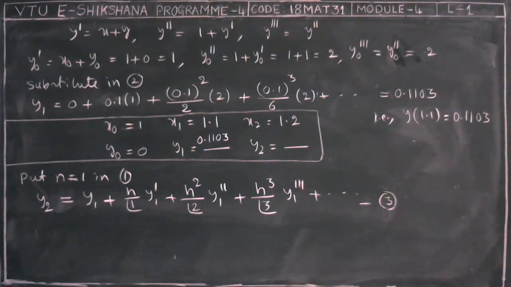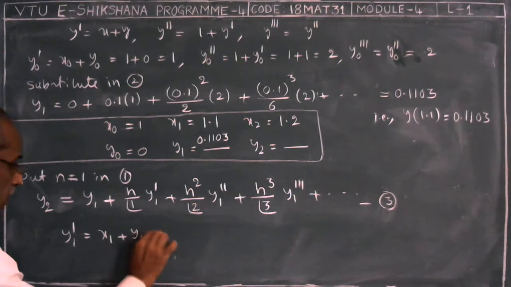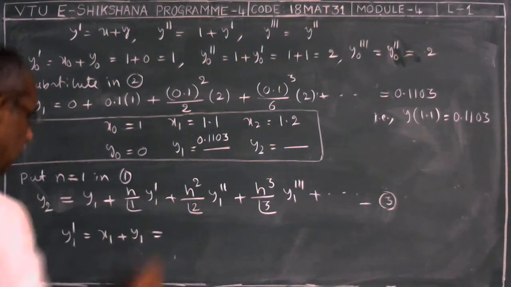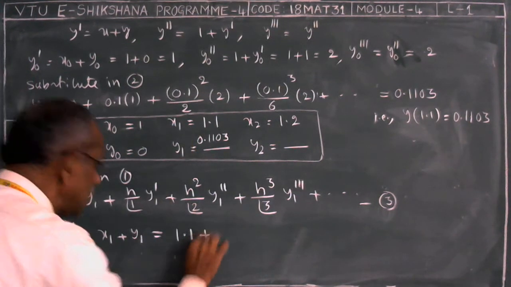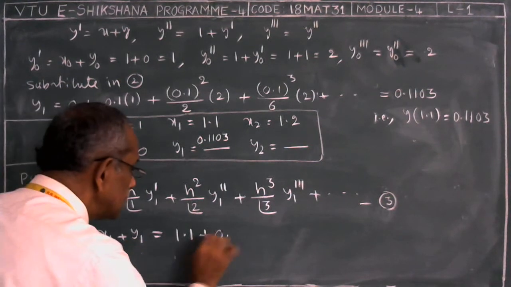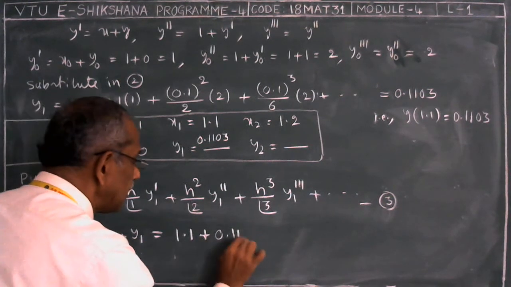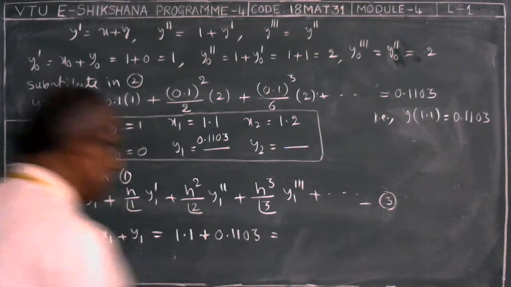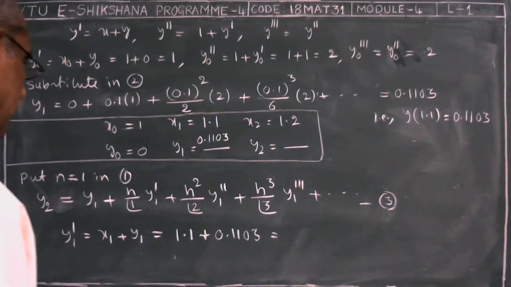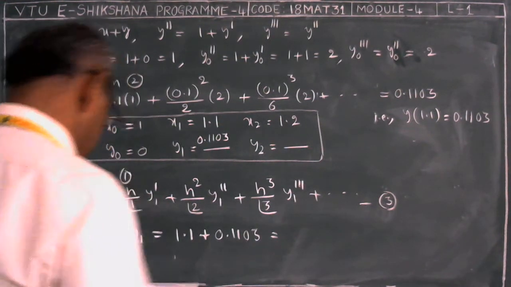Okay. So now I need to calculate. y1 is 0.1103. What is y1 dash? So y1 dash is equal to x1 plus y1. What is x1? 1.1. What is y1? 0.1103. So this will be 1.2103.